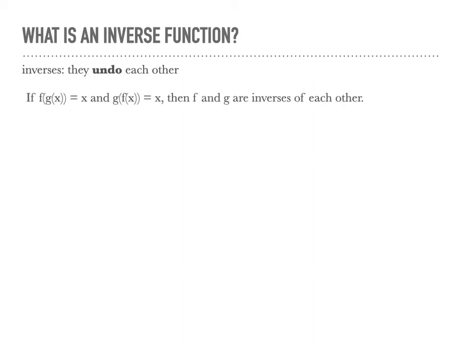So if f of g of x equals x and g of f of x equals x, then f and g are inverses of each other. We will dive deeper into this. As you can see above, they both equal x.